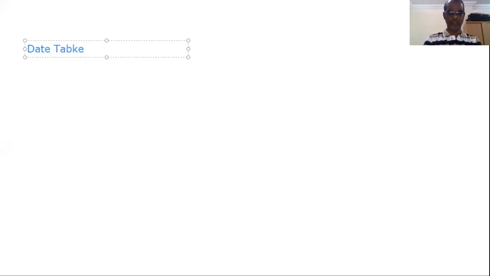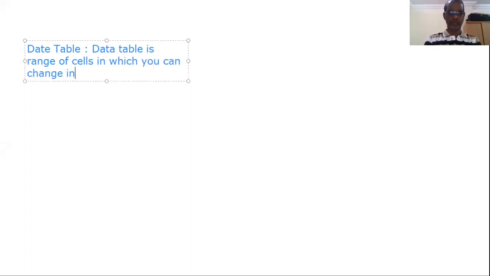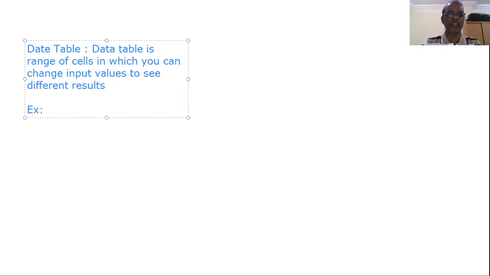Data table. So a data table is a range of cells in which you can change the input values to see the different results. How? We will see fixed deposit.